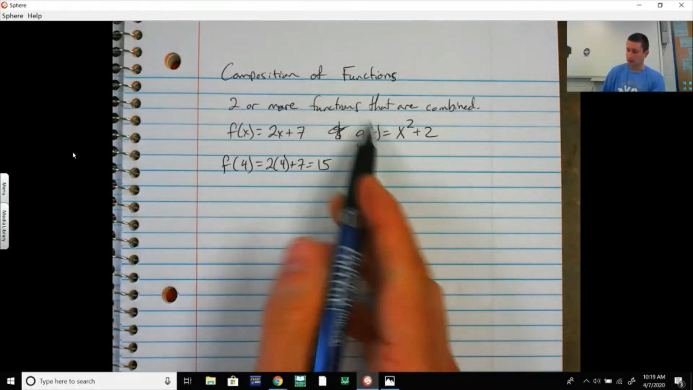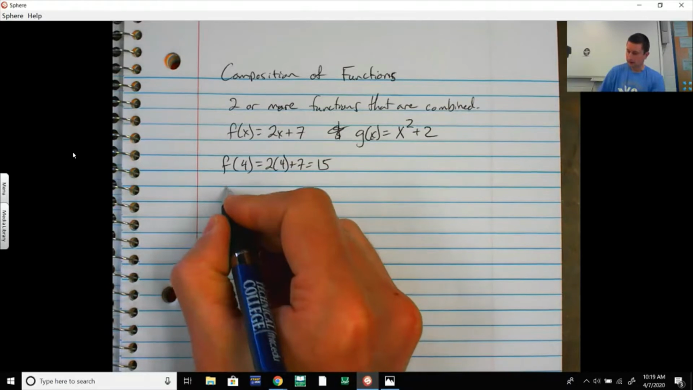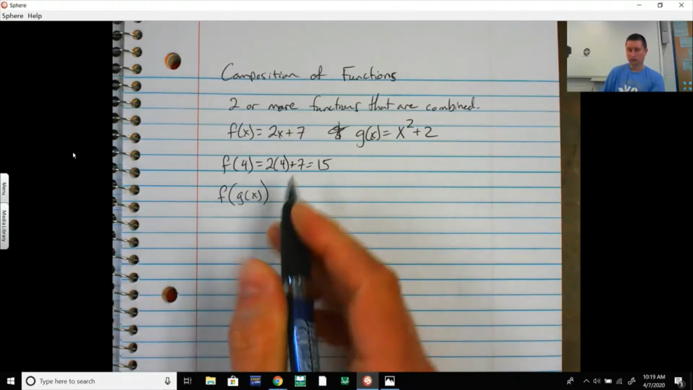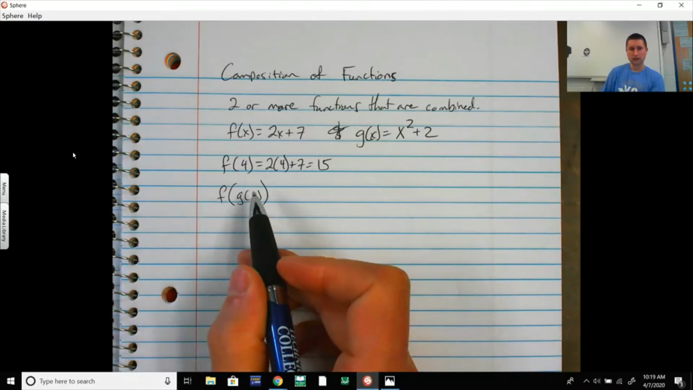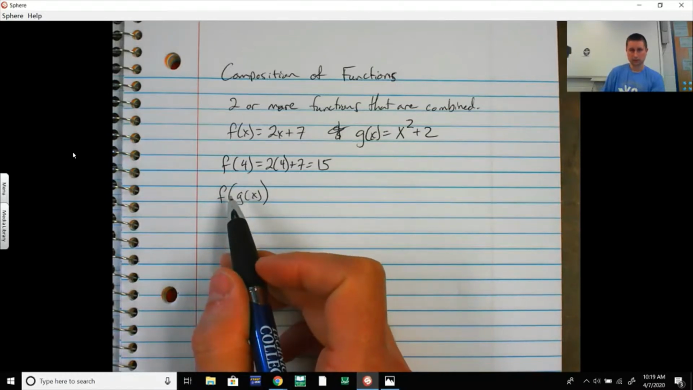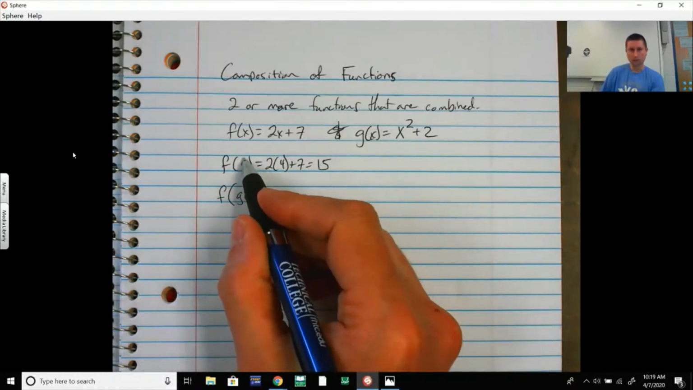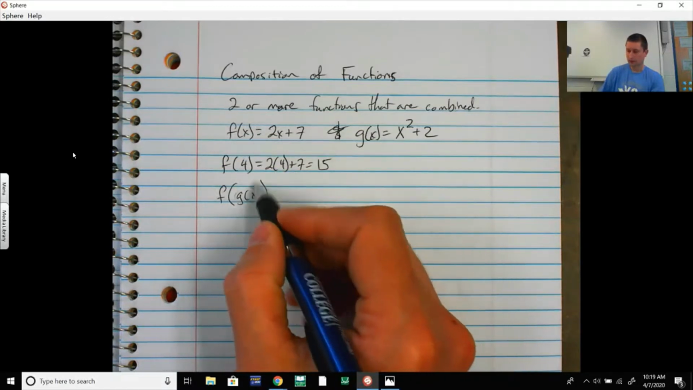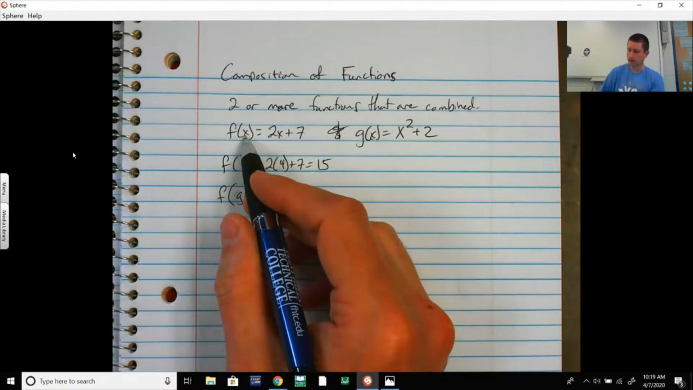So what a composition is, it looks like this. It's f of g of x. So it's another function evaluated at a function. So f of g of x. So just like this 4 replaced the x, g of x, this function, is replacing the independent variable in f.